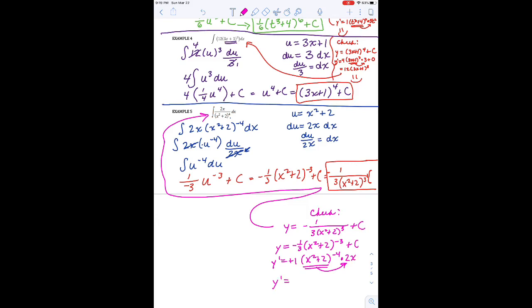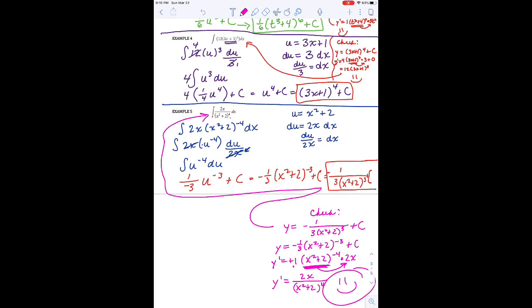Clean this up. So I would have 2x on top over, I would move this guy to the bottom, x squared plus 2 to the positive 4. So the 2x and the 1 out in front become a 2x, and they just stay up top. And then this x squared plus 2 to the negative 4 gets moved to the bottom. Is that the same as I started with? Yes, it is. Hooray. That was fun.